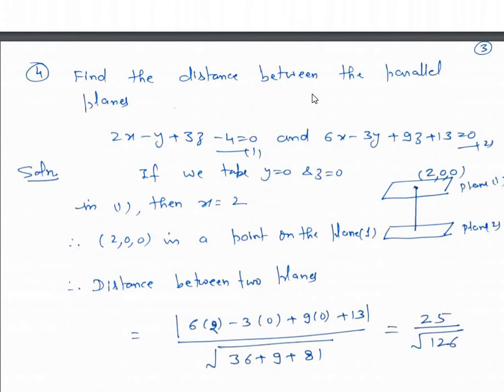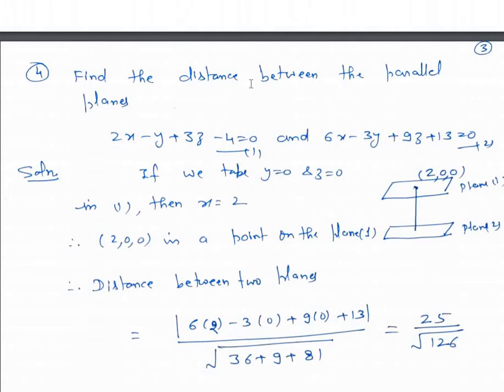Now if you want to find out distance between two parallel planes, say one plane is 2x minus y plus 3z minus 4 is equal to 0 and second plane is 6x minus 3y plus 9z plus 13 is equal to 0. We want to find out distance between these two parallel planes. You can see that a1 upon a2 is equal to b1 upon b2 is equal to c1 upon c2 is equal to 1 upon 3. So therefore these two planes are parallel.